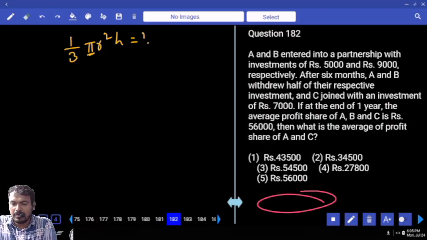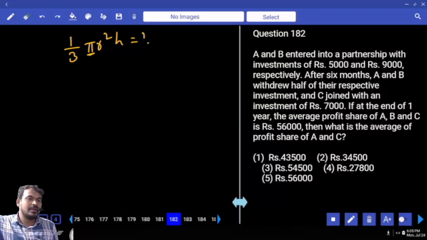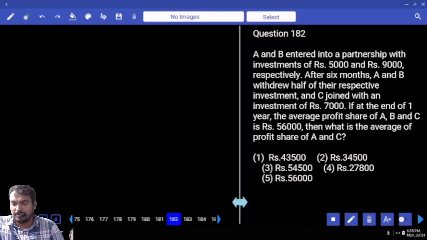Next question number 182. A and B enter into a partnership with investments of 5,000 and 9,000 respectively. After 6 months, A and B withdraw half of their respective investment, and C joined with an investment of 7,000. If at the end of the 1 year, the average profit share of A, B, C is 56,000, then what is the average profit share of A and C?